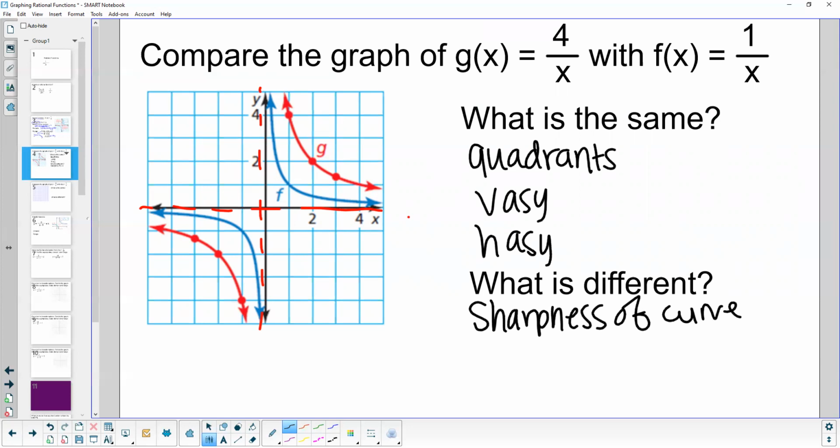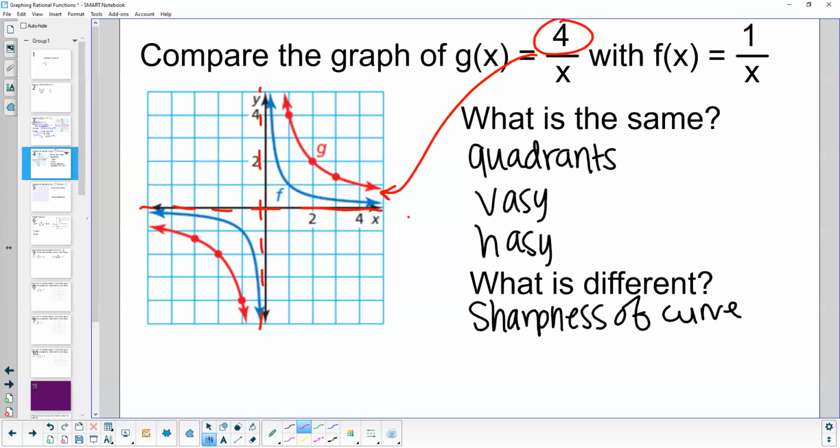And notice how the bigger this number is, the less sharp our curve is. Now, the way that I like to relate that is to the real world. Think of it if you can drive. If you are driving really quickly, say on the freeway, and you take a corner, it's going to be kind of a wide corner.